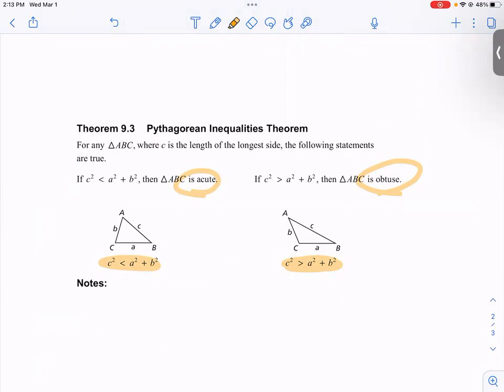Ben. So when they're equal, it's a right triangle. Yes. And can I go fill up my water?